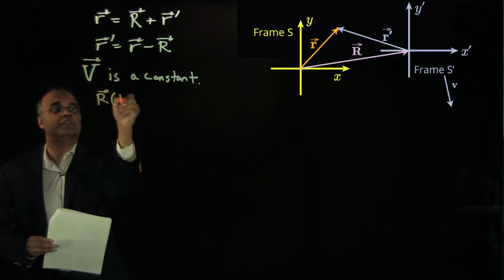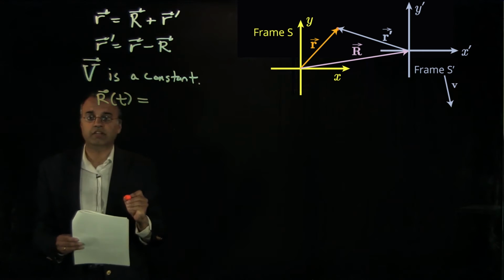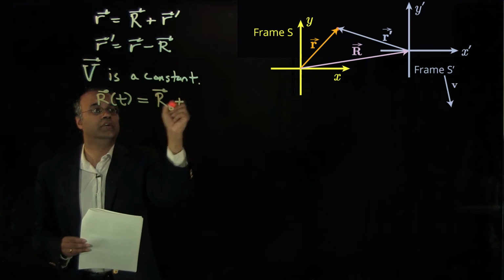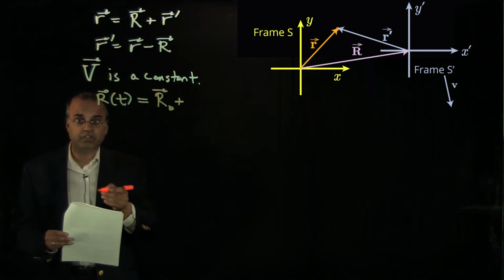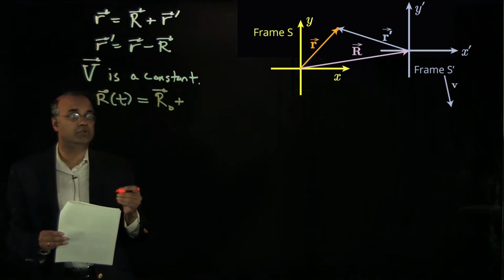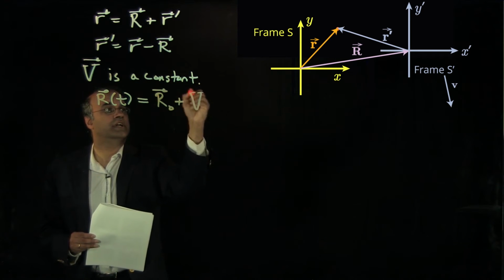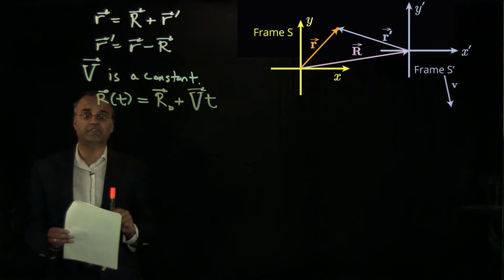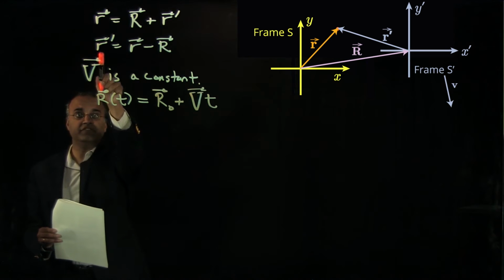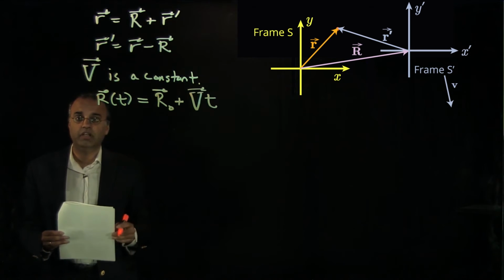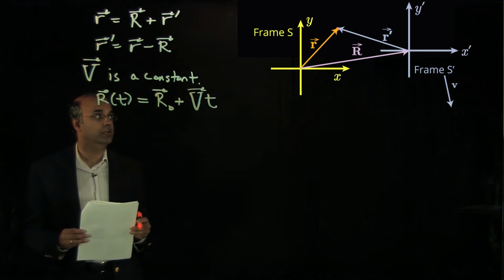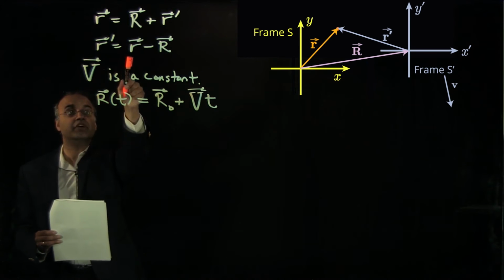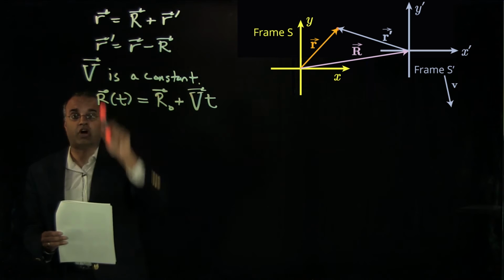So capital R is a function of time, and it's given by the offset at time 0, which I will call capital R naught, plus the elapsed motion due to the constant velocity, which is capital V times time. So since capital R is a function of time, that tells me that in this equation, little r prime, the position vector measured by the observer in frame S prime, is also going to be a function of time, even if little r is a constant.